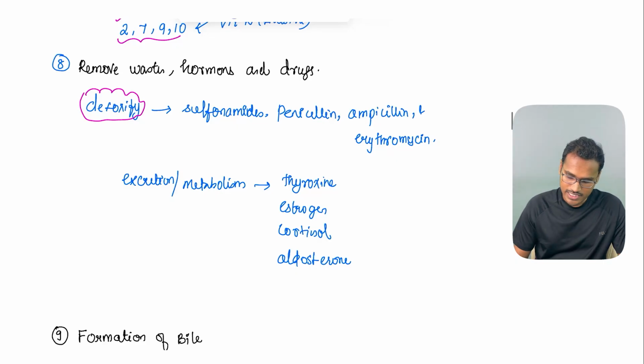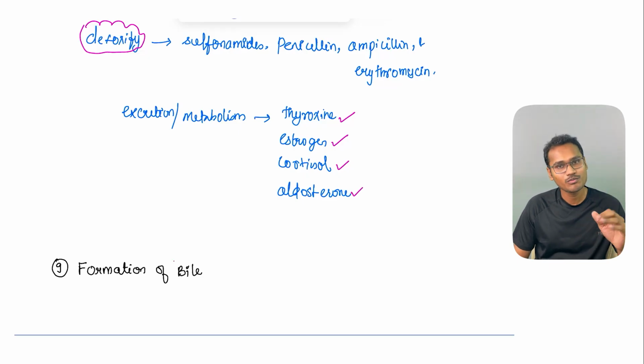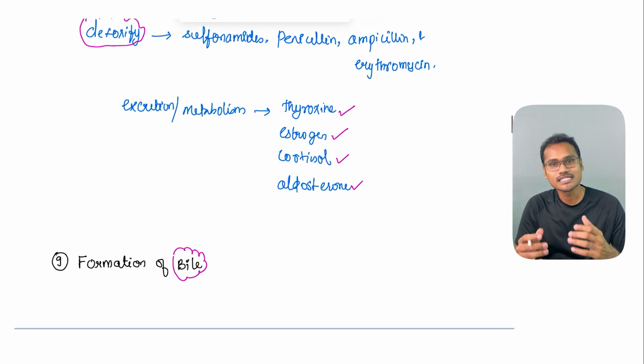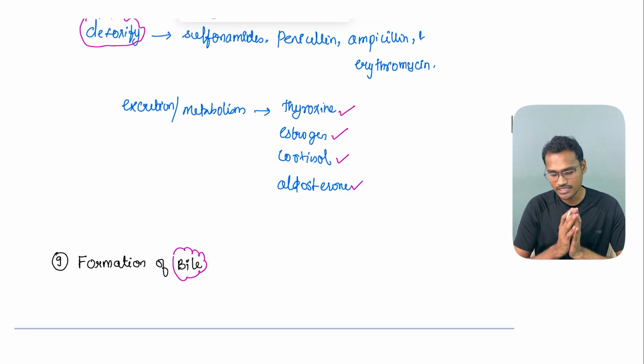And it also excretes or metabolizes some of the hormones like thyroxine, estrogen, cortisol, and aldosterone. One more important function we have already discussed is the formation of bile. A detailed discussion of the bile mechanism, its synthesis and its important functions we will do in hematology, because the most important topic, jaundice, we will discuss there. So right now I am not going into the details. It is involved in the formation of bile.